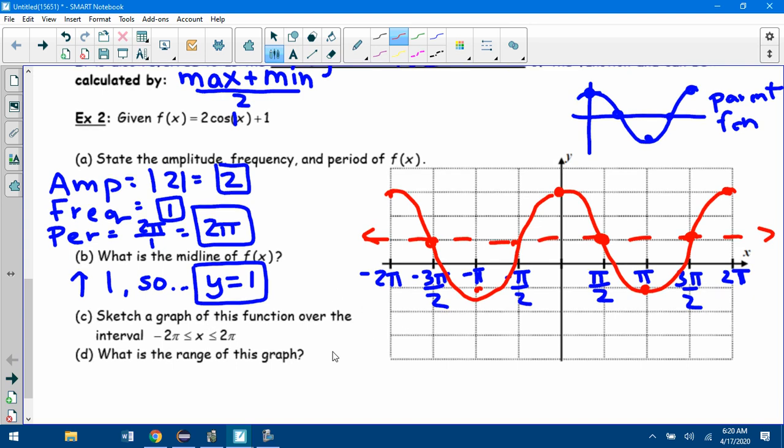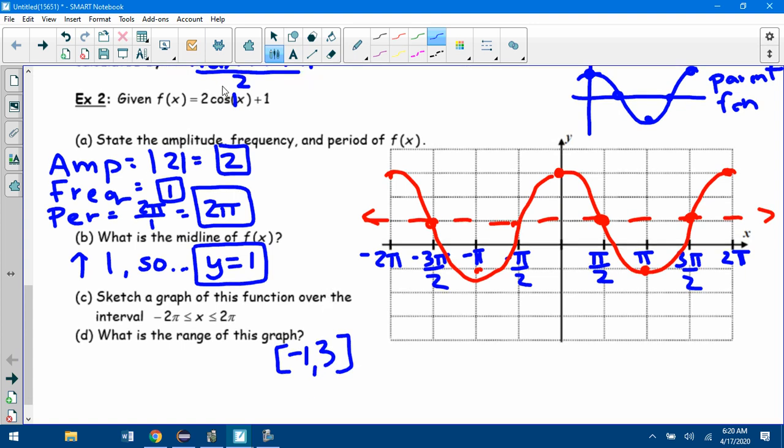Last question here, what's the range of this graph? What's the lowest it gets? -1. The highest it gets is 3. And you can see that from the graph, but how could you have gotten it just from the equation? Well, yesterday we would have said the range was -2 to 2 because of that amplitude.